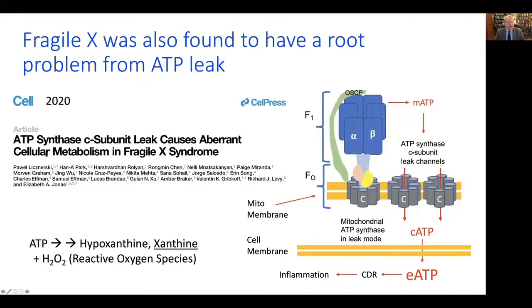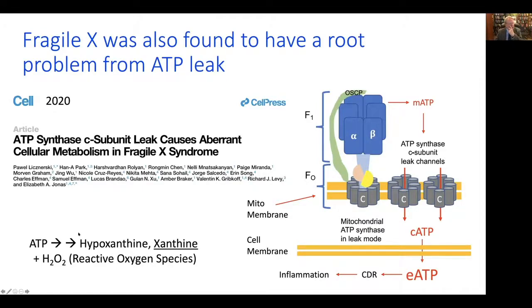And this is a citation from Elizabeth Jonas's group. But basically, here's a cartoon of the ATP synthase in mitochondria. And these subunits, the C subunits, can actually act as ATP channels that allow for release of ATP from mitochondria and then into the cell and from the cell to the extracellular space that would then activate the CDR and inflammation.